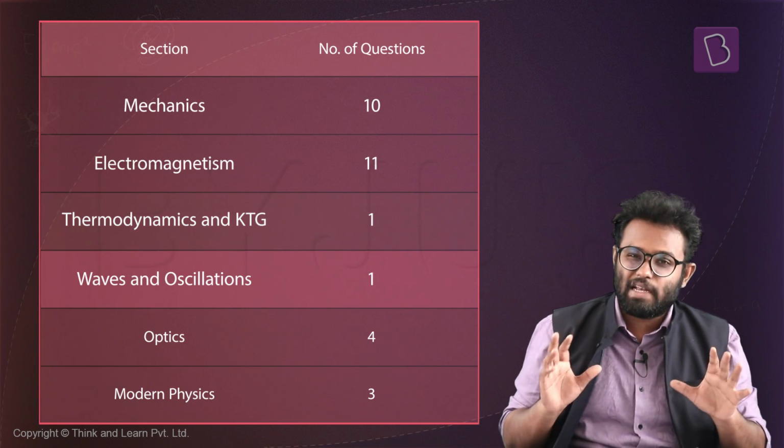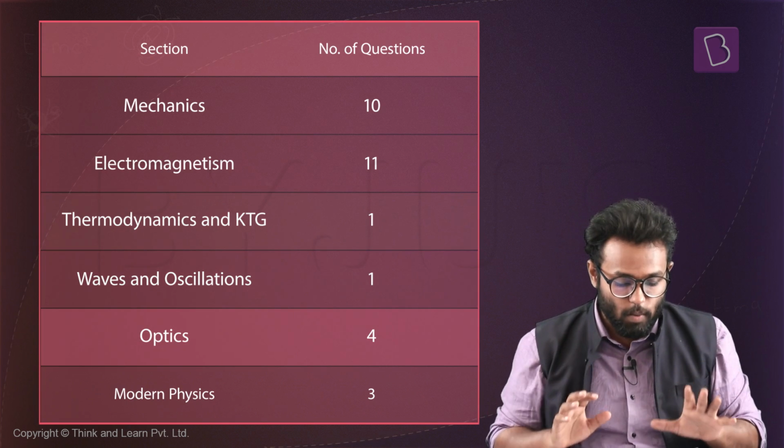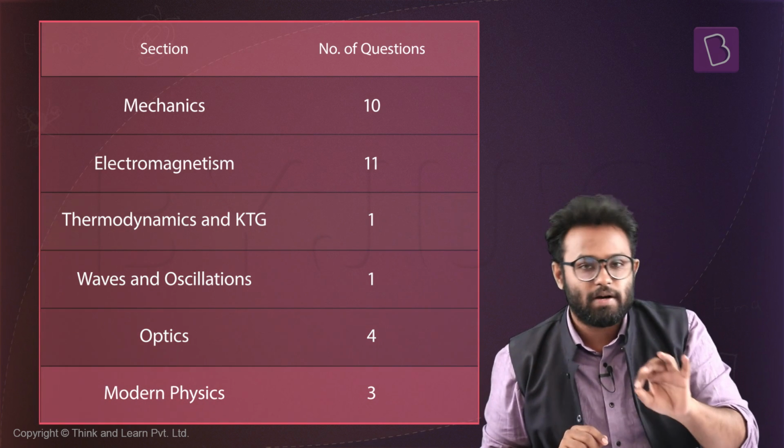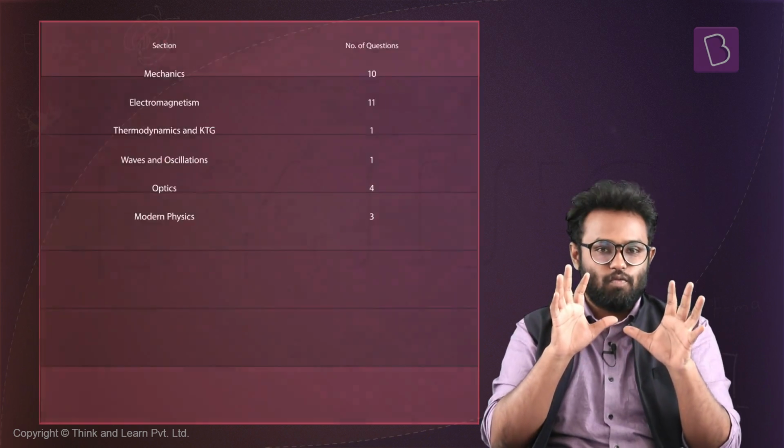From waves and oscillations, again just one question. And from optics there were 4 questions, 4 nice easy ones. And again from modern physics you had 3 really scoring problems. Okay, so that was a quick analysis of how this paper was. Now let's solve some problems from this paper.